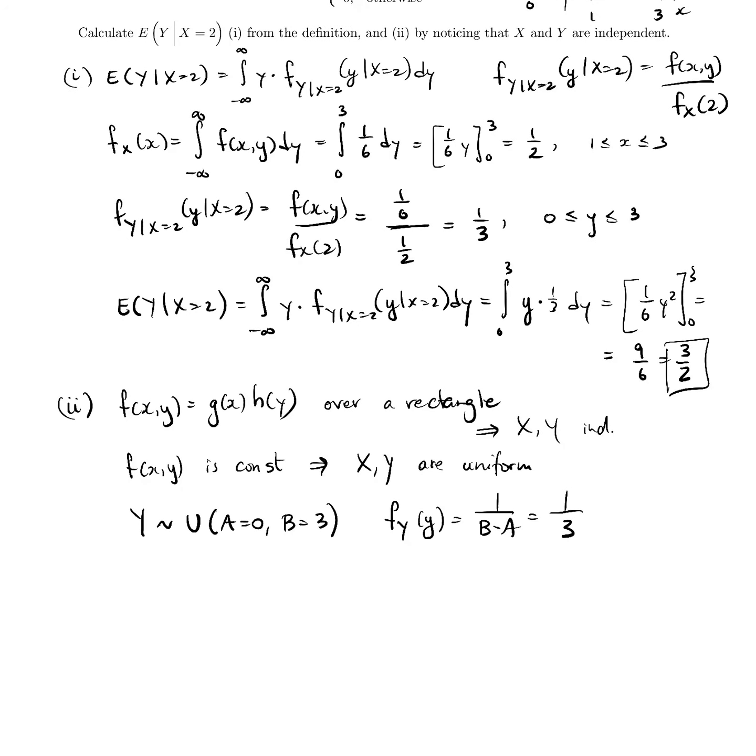or 1/3. And if we know that x and y are independent, then the expected value of y given that x equals 2, well, given x equals 2 is irrelevant if y does not depend on x. That's just the expected value of y, which, if we know that they are uniform variables, is just from the uniform distribution a plus b divided by 2. That's the expected value. So that's 0 plus 3 divided by 2, or the same 3 over 2.